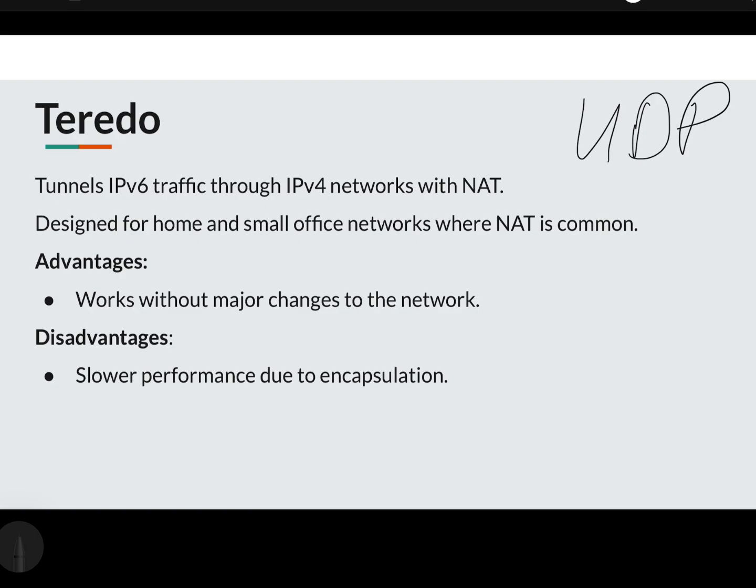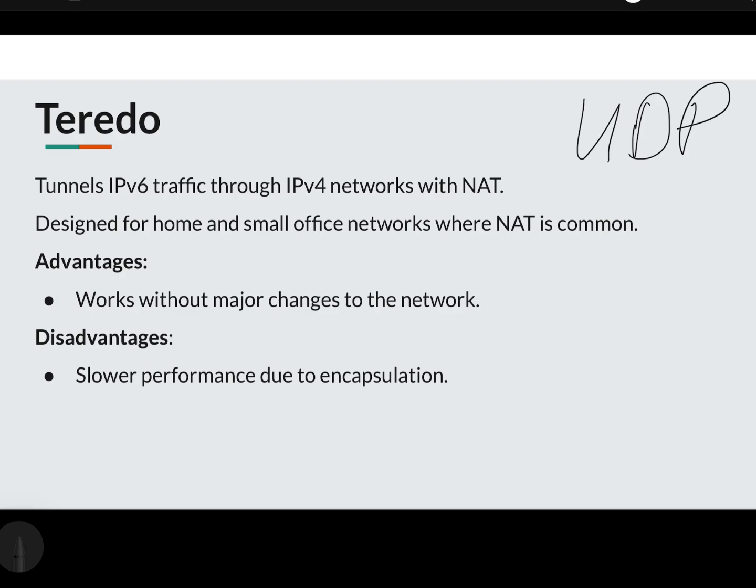Teredo servers help establish the tunnel between IPv6 devices over IPv4. Key features: NAT traversal, one of the few tunneling methods especially designed to work with NAT, and IPv4 compatibility, which allows IPv6 traffic over existing IPv4 infrastructure. Advantages are that it is easy to use, works without significant changes to the network or NAT devices, and is cost effective, with no need for new hardware or major reconfiguration.